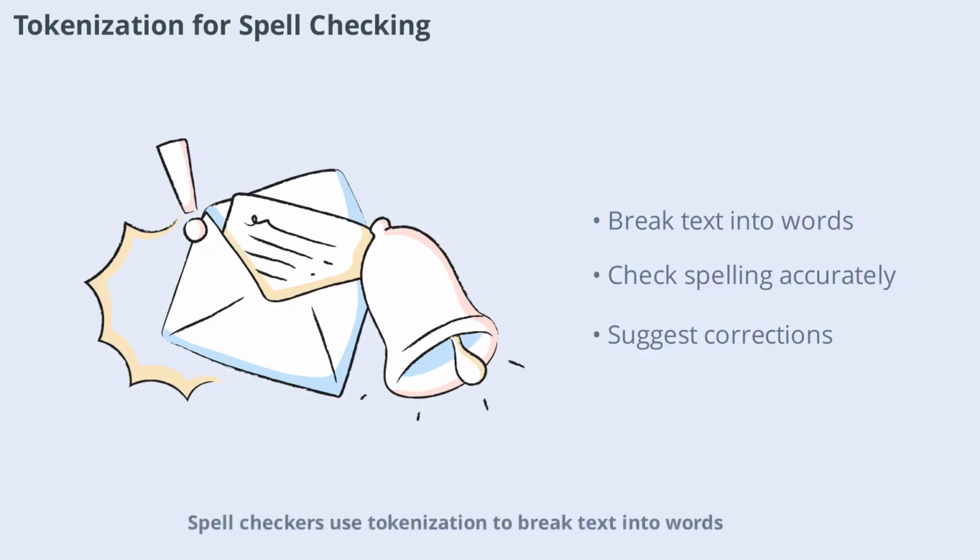Spell checkers use tokenization to break text into words, allowing them to check each word for spelling errors. By analyzing tokens, these tools can suggest corrections and help users write error-free text. Tokenization ensures that spell checkers can handle complex sentences and catch mistakes accurately.